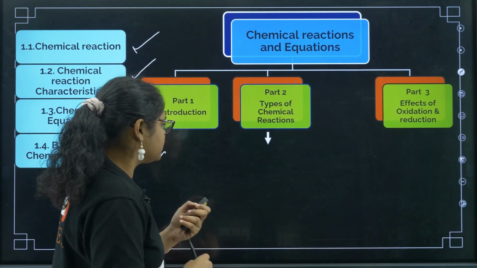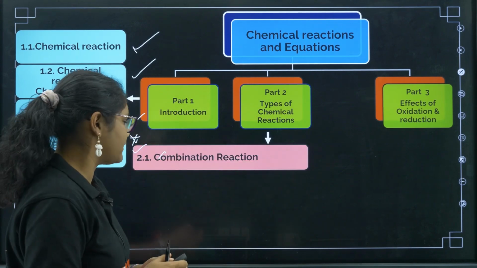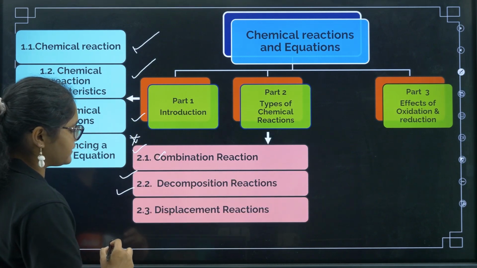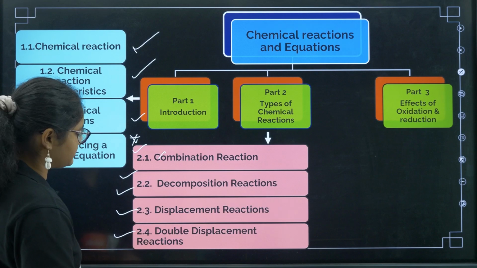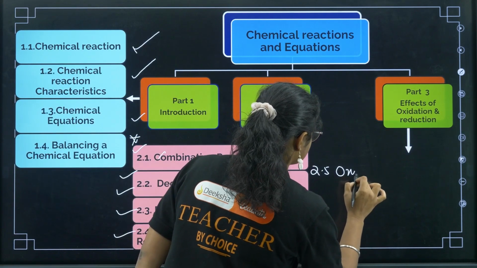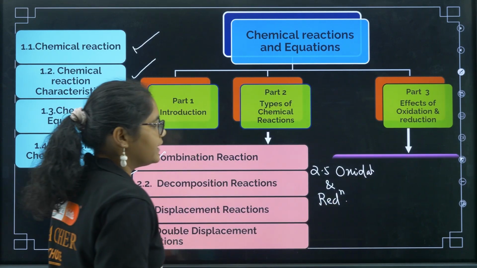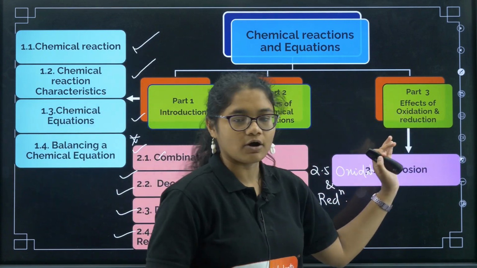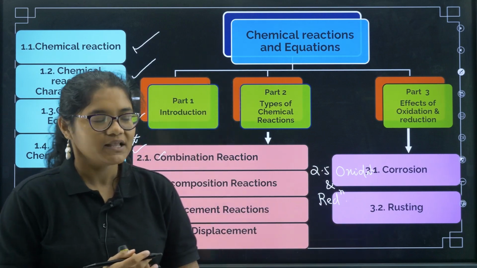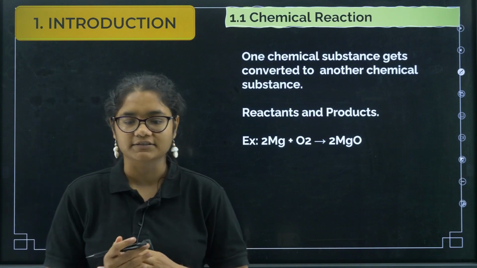In the second part, that is types of chemical reactions, we will be discussing 5 types: combination reaction, decomposition reaction, displacement reaction, double displacement reaction, and one more I'll add here, that is oxidation and reduction reactions. Next, coming to the effects of oxidation and reduction, we will be discussing 2 effects, that is corrosion and rusting. Now let's get started with chemical reactions, the introduction.